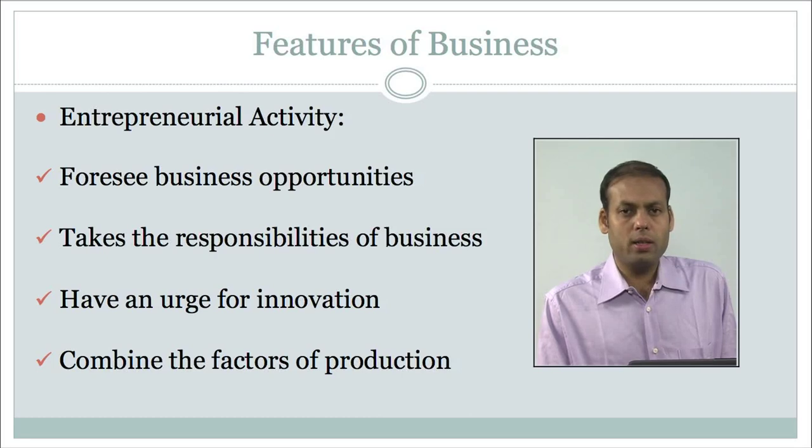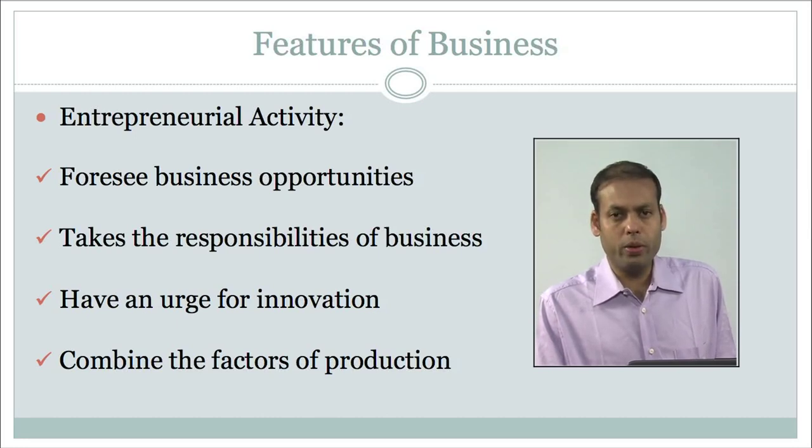Another aspect is that the entrepreneur combines the factors of production. Factors of production are land, labor, capital, and management. All these factors are combined by the entrepreneur. He takes the responsibility for the business on the basis of the opportunities identified. So the entrepreneur is the person who undertakes business activities. He can be termed a businessman, but he has to be an entrepreneur, meaning he has to look for something new always. The next feature of business is profit earning.